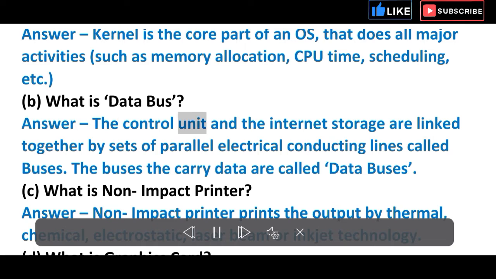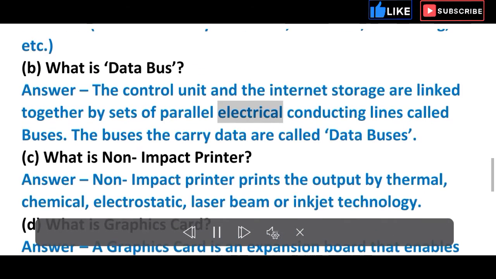B. What is database? Answer. The control unit and the internal storage are linked together by sets of parallel electrical conducting lines called buses. The buses that carry data are called data buses.